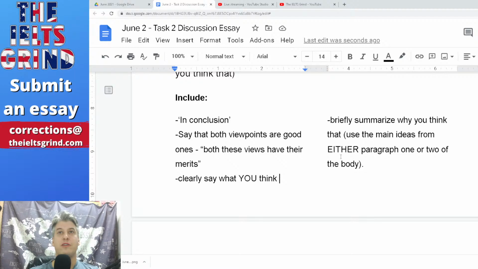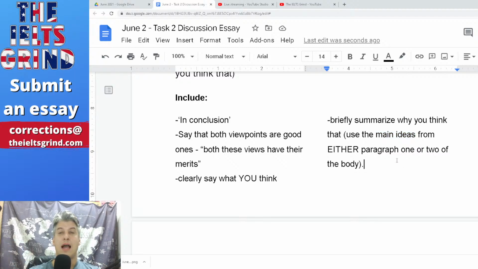And the other point for the conclusion is briefly summarize why you think that opinion. Why do you have that opinion? And the reason you have that opinion is because of the main idea or ideas that you wrote about in the body. Don't give your opinion and say it's for reasons that you have not mentioned in your essay. Okay? So basically everything is going to link up nicely.